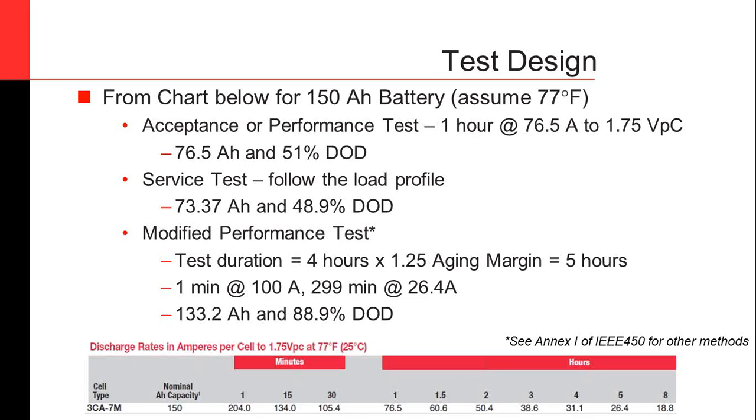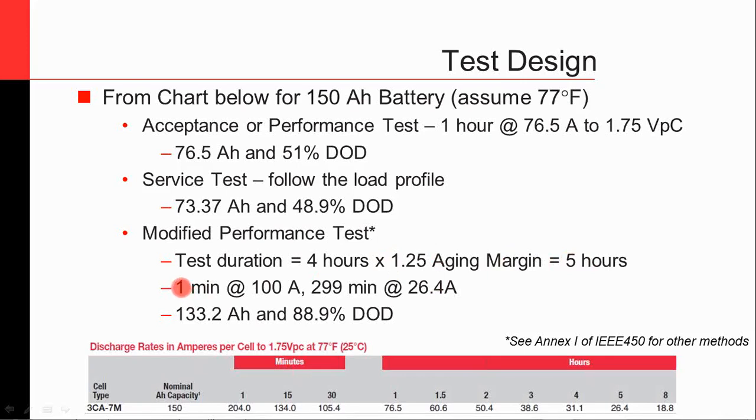Now, if I do a modified performance test, this one gets a little bit more complex. The first thing I have to do is figure out the amount of test duration that I need, and I don't actually do the 4 hours. What I do is I take into consideration the aging margin that I use in the design criteria. So I need to take the 4 hour duration times the 1.25, and I'm going to do a test of 5 hours.